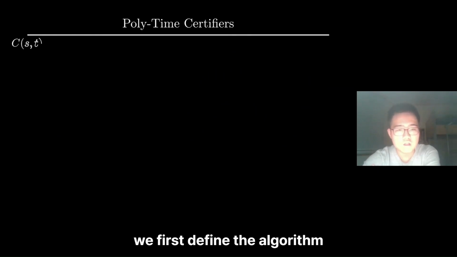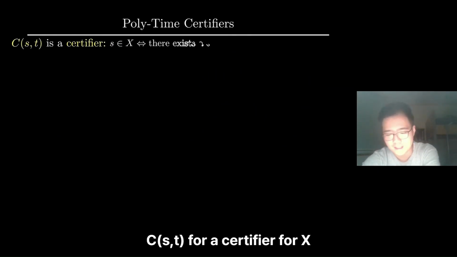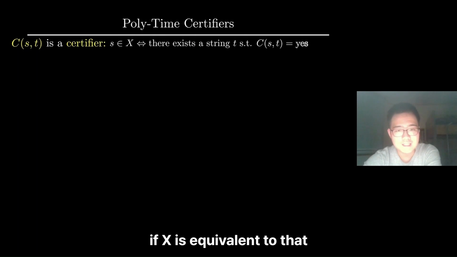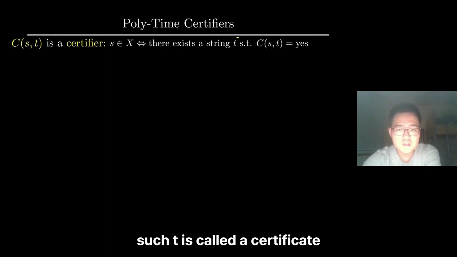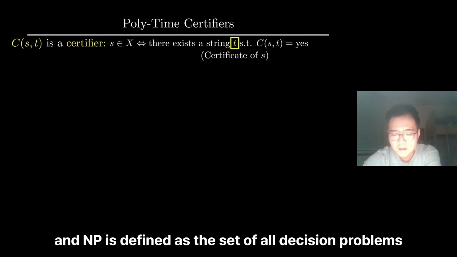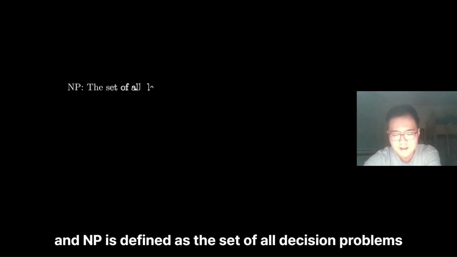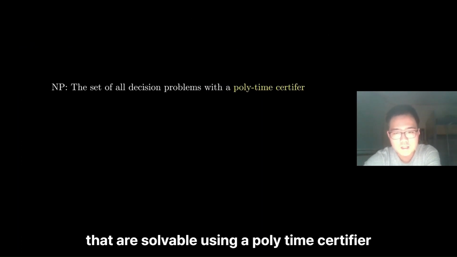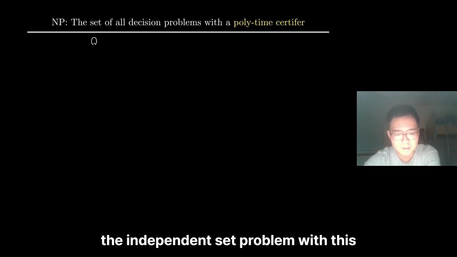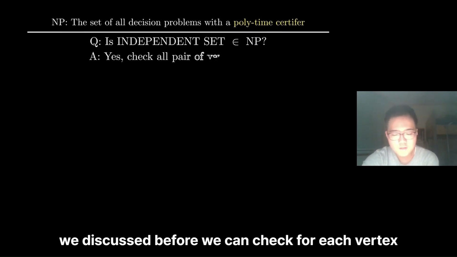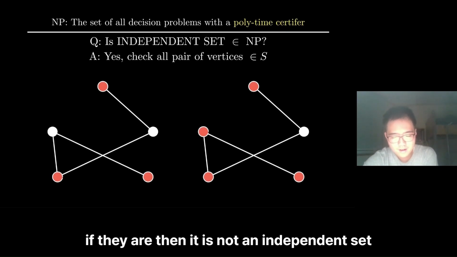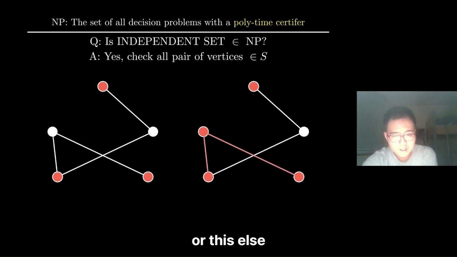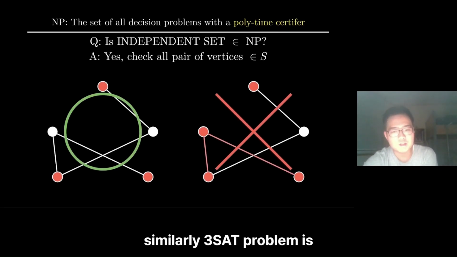We first define an algorithm C(s, t) as a certifier for problem X, where for each string s, s is in X if and only if there exists a string t such that C(s, t) equals true. Such t is called a certificate, and NP is defined as the set of all decision problems that are solvable using a polytime certifier. For example, let's think about the independent set problem we discussed before. We can check each vertex pair in the independent set to see if they're connected. If they are, then it is not an independent set. Otherwise, it is. Similarly, the 3-SAT problem is also in NP.